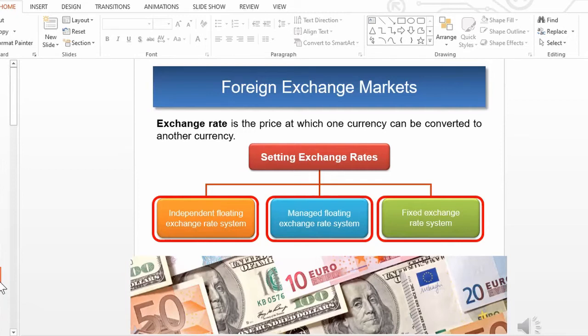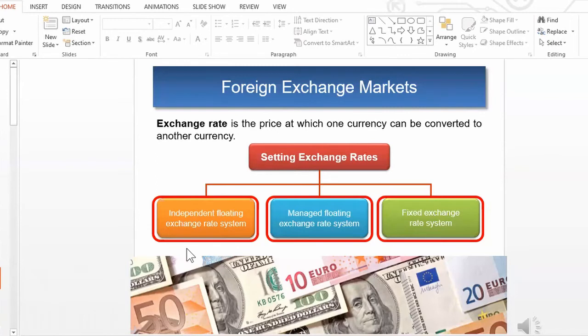Okay. Now, how is foreign exchange determined? So normally this is discussed in economics when you discuss monetary standards, when you discuss money. So the exchange rate is set using three systems. The three systems of foreign exchange are the independent floating exchange rate, the managed floating exchange rate, and the fixed exchange rate.